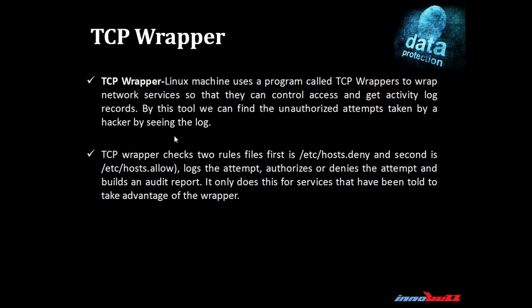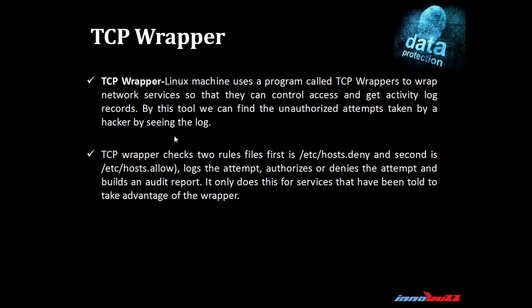Now, Linux machines use a program called TCP wrappers to wrap network services so that they can control access and get activity log records. With this tool, we can find the unauthorized attempts made by a hacker by seeing the log.